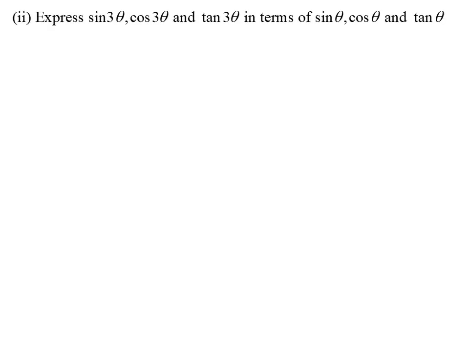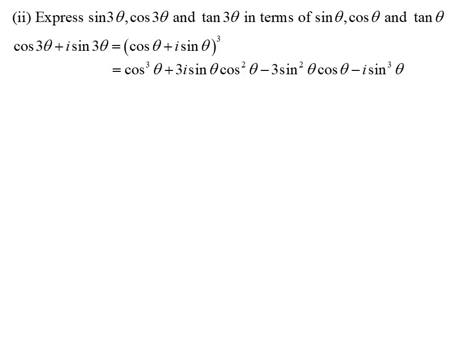Let's get some results for sin 3 theta. While we're at it, let's do tan as well. The same idea then. Cos 3 theta plus i sin 3 theta, I could rewrite as (cos theta plus i sin theta) cubed. Expand the cubic out, but remembering i squared is -1, so that third term there becomes minus 3 sin squared cos, and that last term becomes minus i sin cubed. And again, equating the real and the imaginaries.